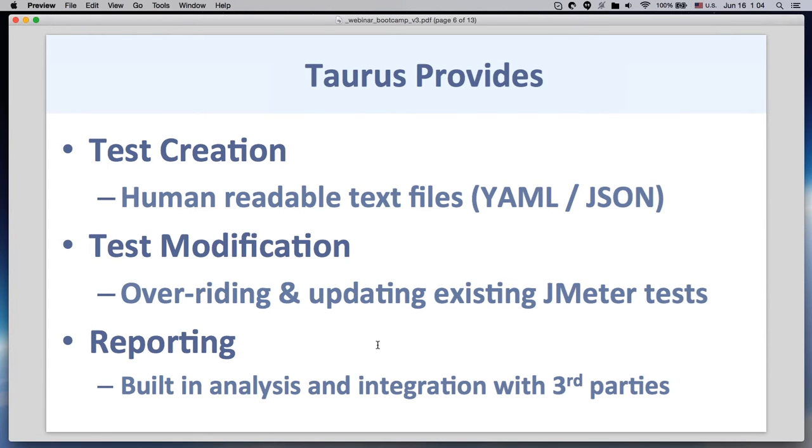What does Taurus provide and what were our goals? First and foremost, we wanted to give users a human-readable way to define the tests. No longer do you have to deal with JMeter's XML files, only within the JMeter GUI. As you'll see in a few seconds, everything is done within simple text files. Additionally, sometimes you might have existing JMeter tests and you just want to modify them by overriding parameters. You can easily do that within Taurus. And last but not least, in terms of reporting, it gives you both built-in analysis and an easy way to integrate with third parties, specifically BlazeMeter.